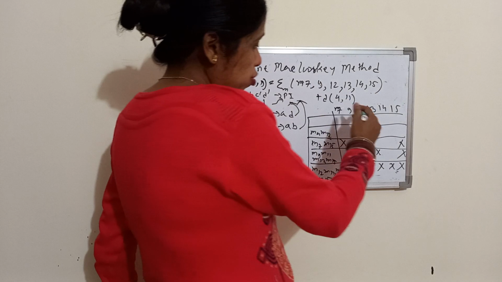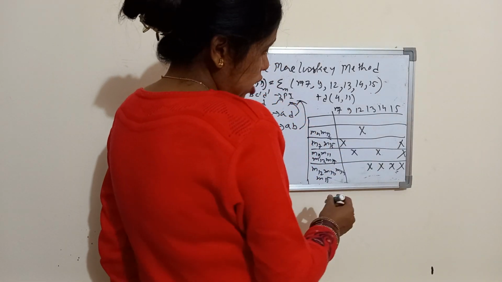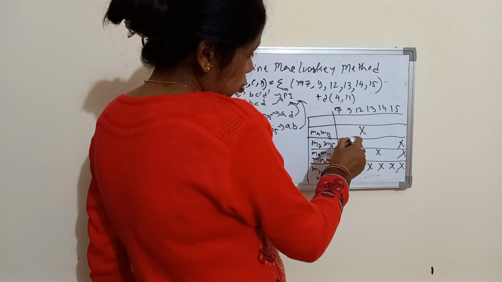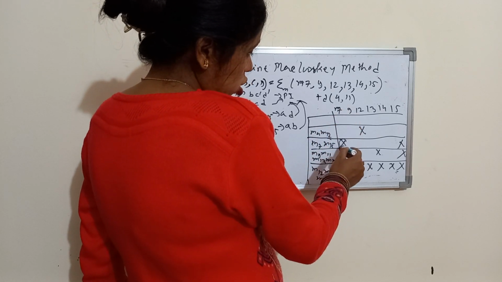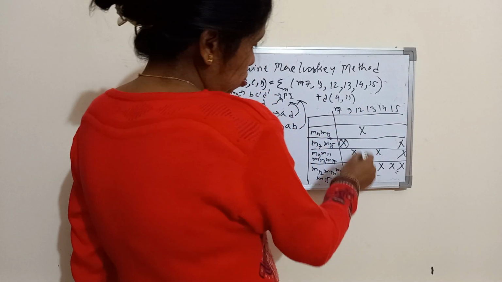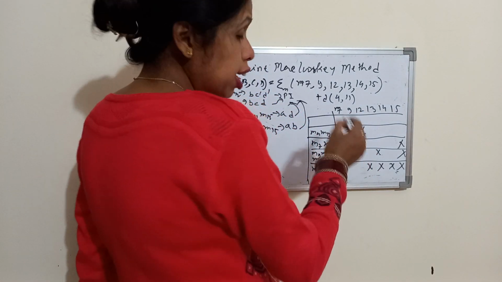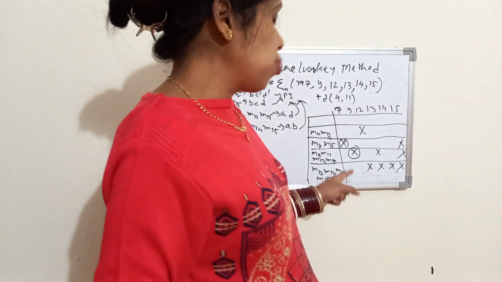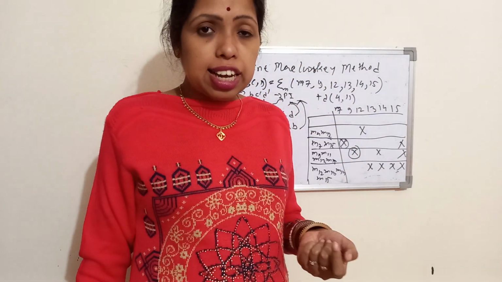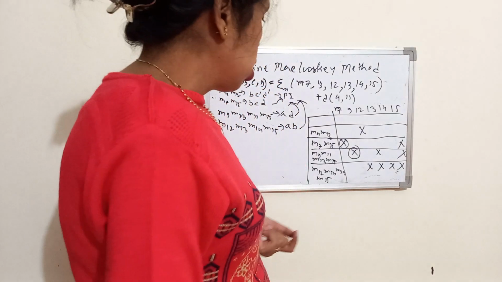Now vertically I have to check how many cross signs are there. If you see this column vertically, only a single cross is there. So I have to put a circle. Now if you see the second column, only a single cross is there. Vertically I have to check the cross mark. If you find any single cross vertically, I have to circle this cross.